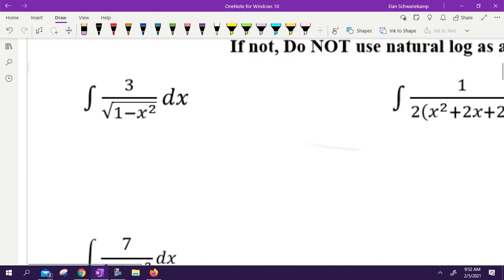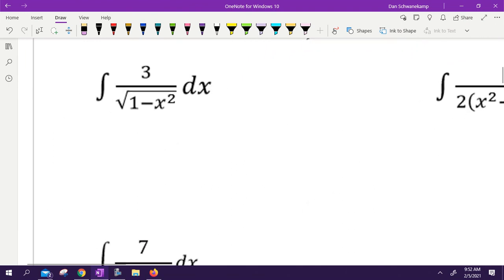Let's look at this guy right here. 3 over the square root of 1 minus x squared. Is the bottom 1 degree higher than the top? No, it's not. What would you pick for your u here? 1 minus x squared. What would the derivative of 1 minus x squared be? 2x, and nothing's going to cancel with that x, so you're going to get stuck with an x in the problem. We can't do u substitution. So if we can't do u substitution, we've got to come up with something else.